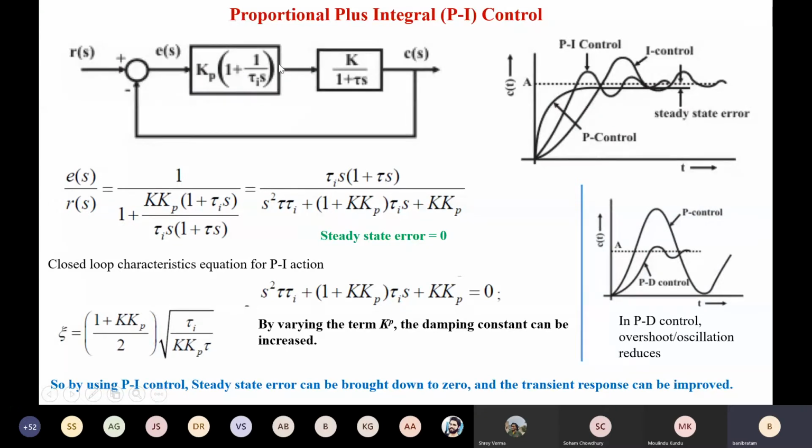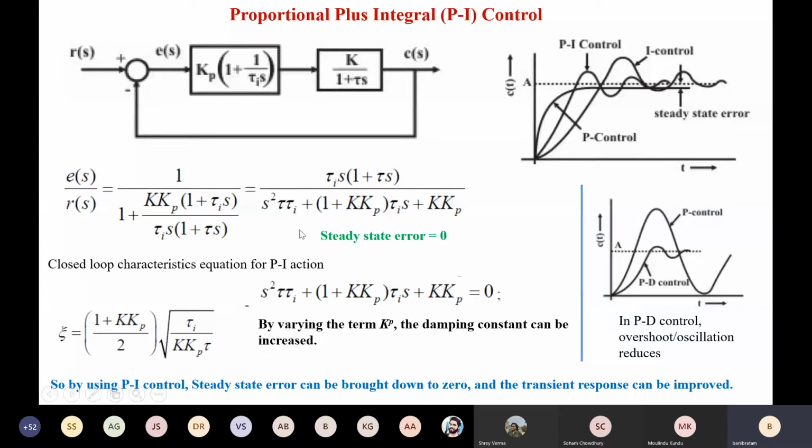Now, what will happen to this particular transfer function? Here we are directly writing the expression of error, because we are more interested in the error. You can also write the transfer function for CS by RS as well. Now let us write ES by RS. So what is the expression of ES by RS? 1 by 1 plus G into GC. GC is your Kp into 1 plus 1 by tau I S, and G is K by 1 plus tau S. So we just multiply, and if we simplify, it will come like this.